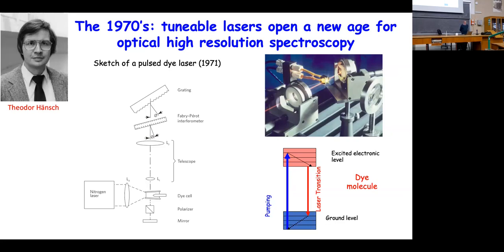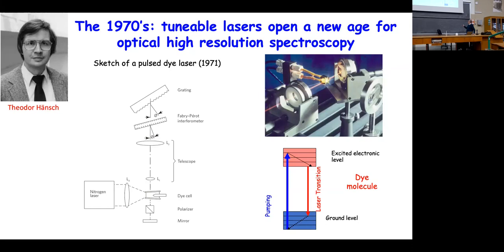Historically, the first laser which made this possible was a dye laser, an optically pumped dye laser, which was invented in the 1970s by Hänsch. You see, the dye molecule has a ground level with many states differing by the rotation and vibration of the molecule, and an excited state here. And using a UV pump, you can bring the molecules from the ground state to an excited state here.